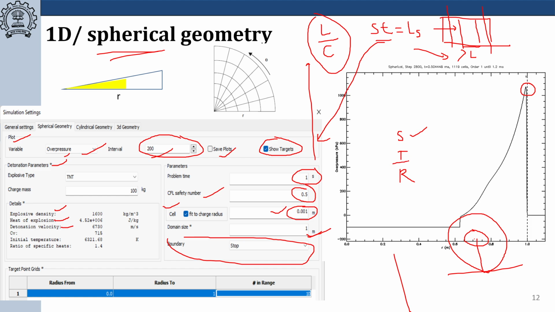But with the transmitting boundary, the simulation doesn't stop here, it keeps on going and the pressure is released outside. So with this transmitting boundary condition you should be careful, and the simulation will stop only based on your problem time. And the reflective boundary is a situation where your shock hits the rigid boundary and reflects back. So these are the 3 boundary conditions. You should be careful while choosing them, based on the problem statement. Target points we will discuss in the cylindrical domain.